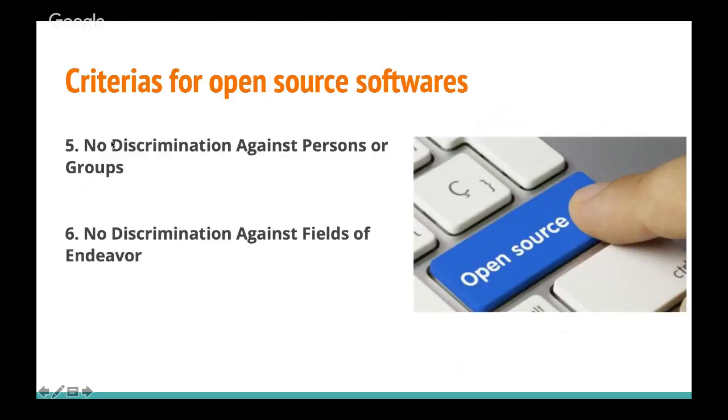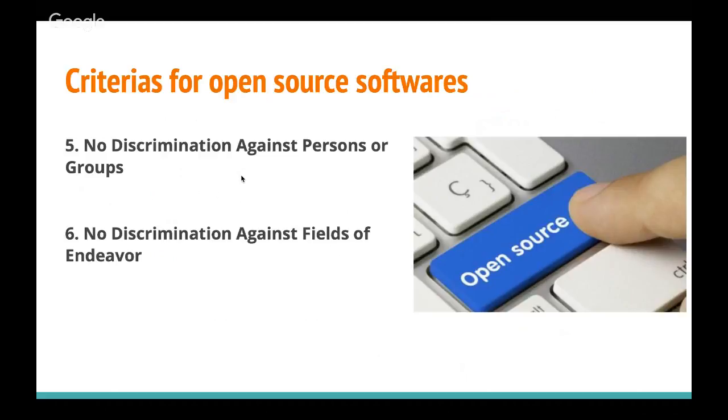The fifth is no discrimination against persons or groups. The license must not discriminate against any person or group. For the maximum benefit from open source, the maximum diversity of individuals and groups should equally share the ability to access it and contribute to it. Hence, the license is prohibited from blocking any person out of open source.